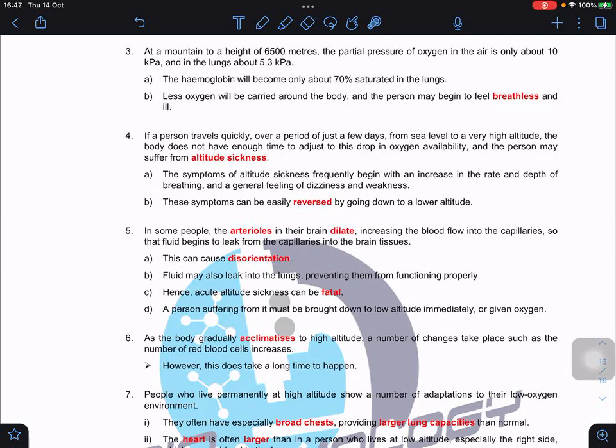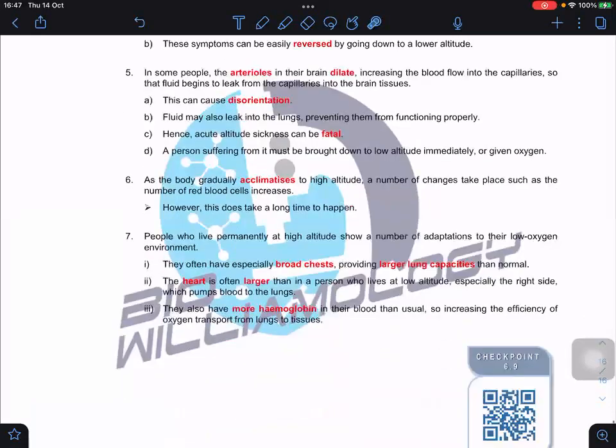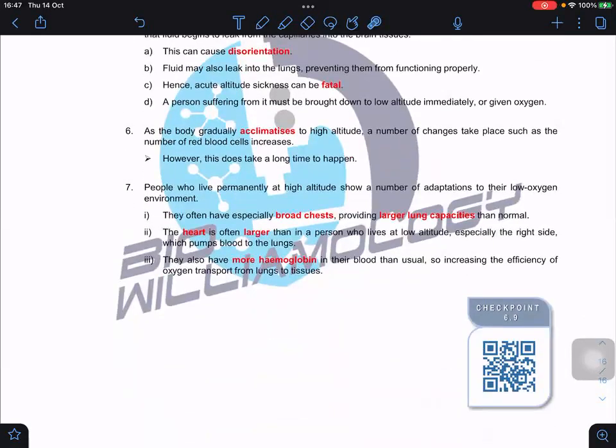We can reverse it by going down to lower altitudes and supplying them with an oxygen tank. So that's why when you climb up a high mountain, for example Mount Everest, you definitely need to carry an oxygen tank. But our body can actually slowly acclimatize to high altitude. It means that our body will make a change, but this change won't take place within 1 or 2 days. It may take roughly 2 to 3 weeks.